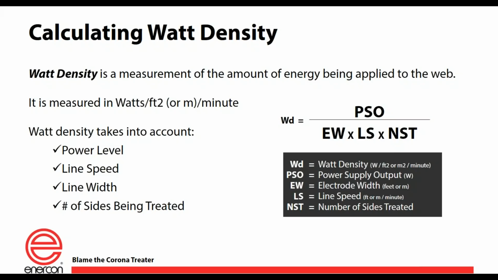Let's say you had a 1-foot web, and you're running 10 feet a minute, and you're only treating one side. That's 10 square feet a minute. And if you're going to run at a watt density of 2, 10 times 2 is 20 watts. So you'd be running 20 watts at a watt density of 2. If you go through this calculation with your own application details in your shop, you'll find that this can be very helpful going forward. And we'll illustrate this as we go ahead.